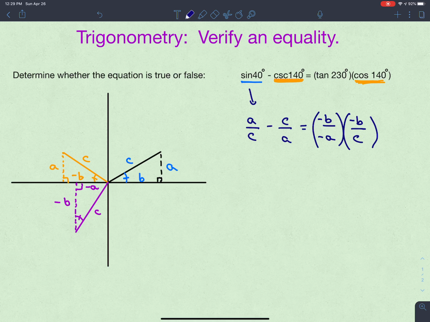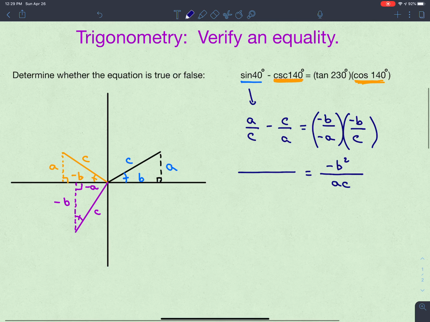So we do see that our LCD on the left side is indeed what we have on the right side. So I'll simplify the right side first. I'll put an AC in the bottom, and the 3 negatives all cancel to make a negative B squared. And then on the left side, I need to find an LCD, which would be AC as well. And then in the numerator, by working this out, I would end up with A squared minus C squared.